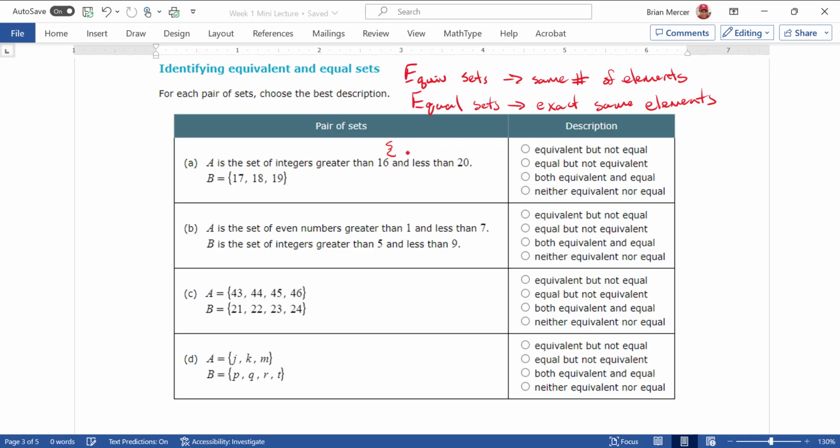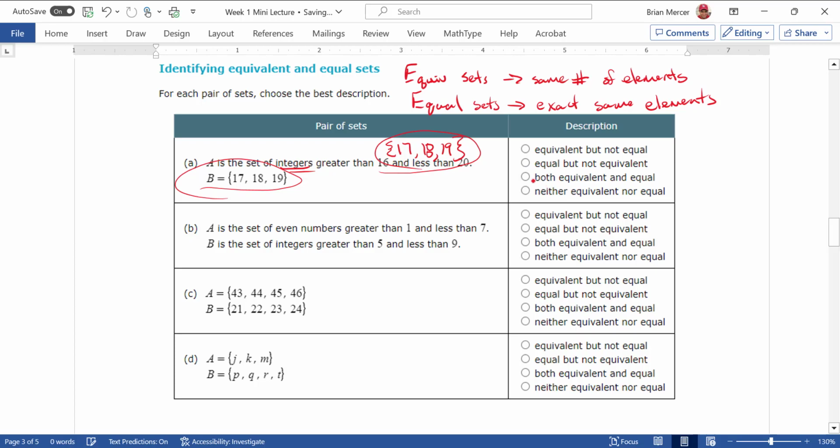So if we think about the set of integers, remember what integers are. Those are the counting numbers, positive and negative and 0. And so we want those integers that are greater than 16 and less than 20. So greater than 16 means starting with 17 and count by 18 and then to 19. But to stay less than 20, I've got to stop right there. So if you think about that set and then set B, turns out they're exactly the same thing. And so they are equal.